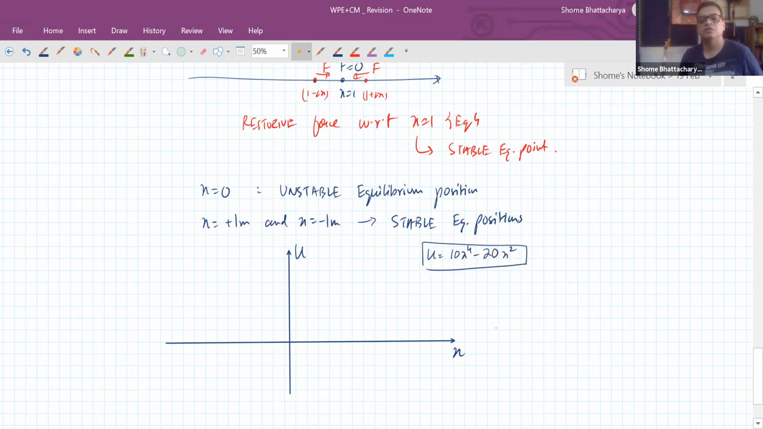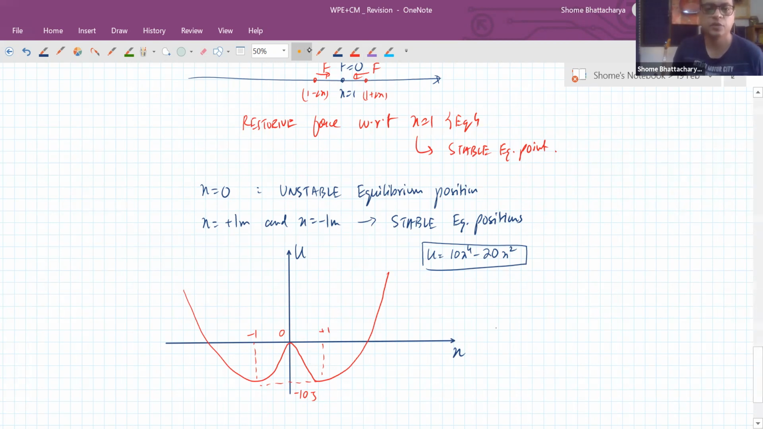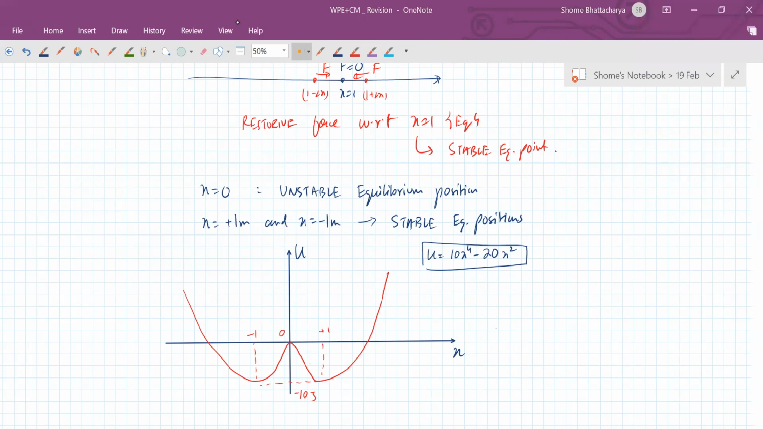Plot this potential energy function as we've just seen earlier, and we will get this kind of a graph. So these two will be our symmetrical stable equilibrium positions where the potential energy has a minima of minus 10 joules, whereas the origin will be our unstable equilibrium position where the potential energy has a local maxima of 0 joules. So we'll just review this solution once up to this point, and then we'll come to the last part of it.